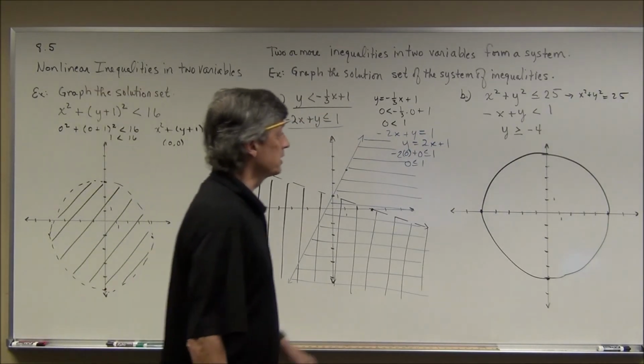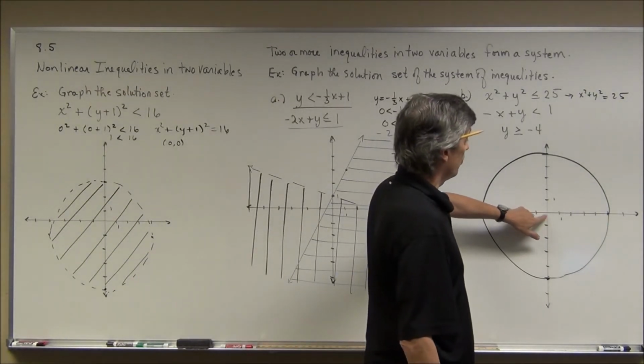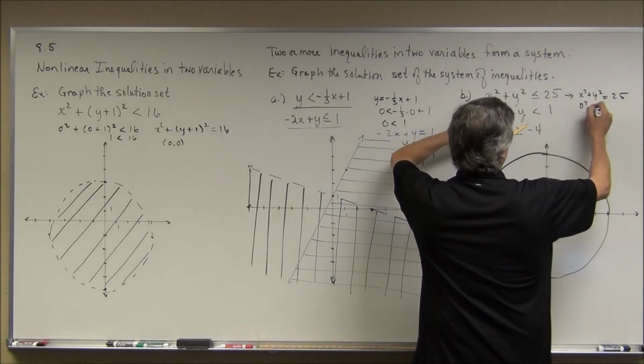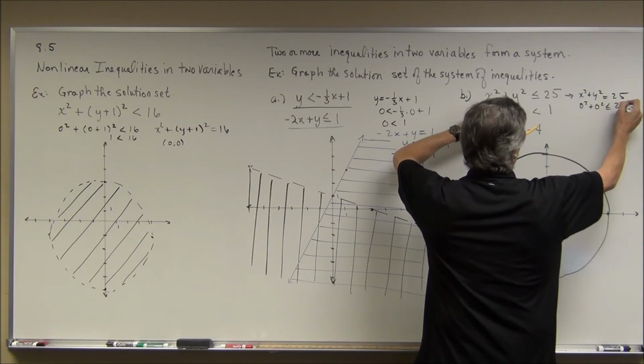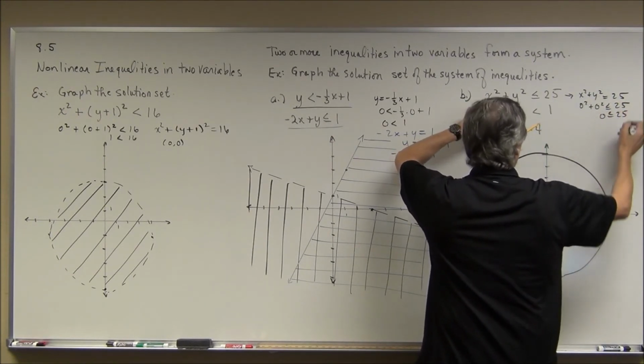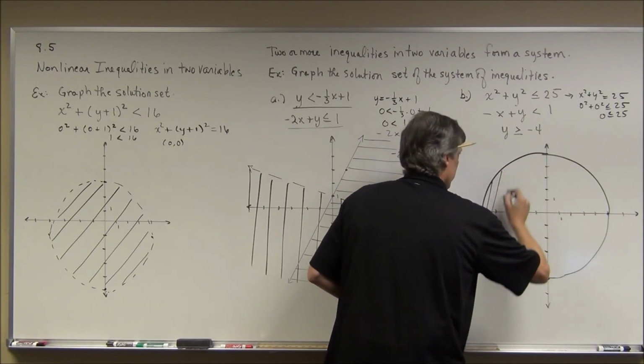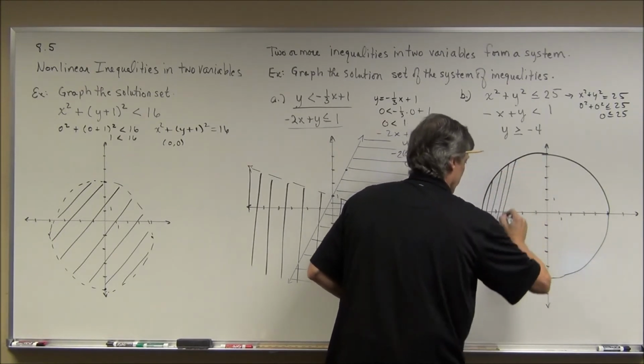And I pick a point that's not on this, say, I don't know, 0, 0. Do you see it coming? 0 squared plus 0 squared is less than or equal to 25. 0 is less than or equal to 25 is true. So I'm going to shade the interior of the circle.